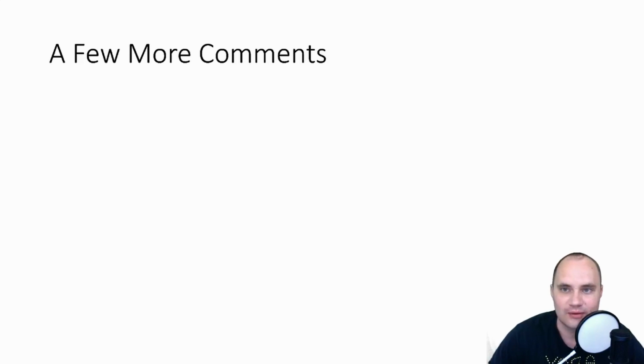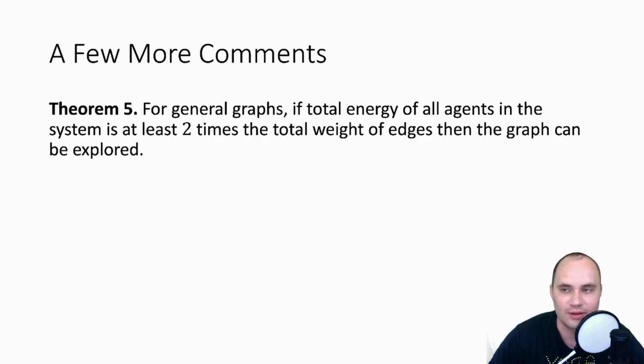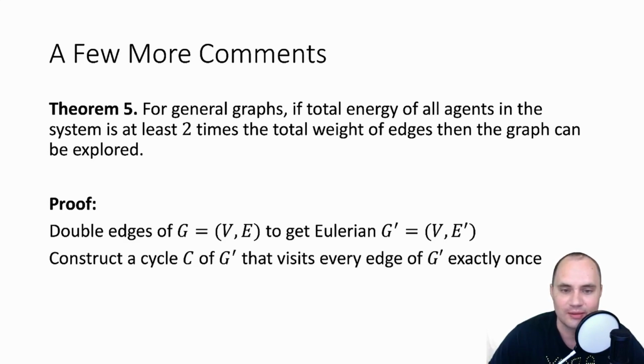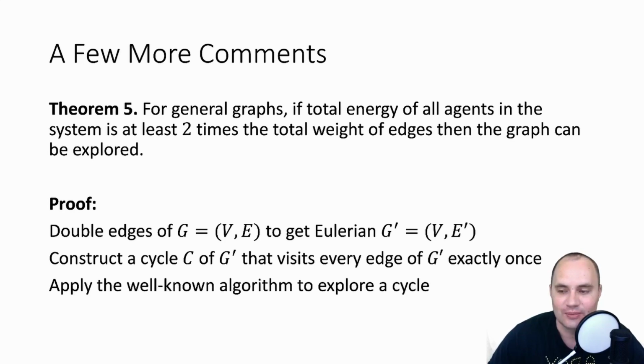Now, I would like to make a few more comments, and in particular about the theorem for general graphs. We can show that if the total energy of all agents is at least 2 times the total weight, then the graph can be explored. And this is established by the following steps. First we start by doubling the edges of the graph to get an Eulerian graph G'. Then, because G' is Eulerian, we can construct a cycle C that visits every edge exactly once. And then we can apply the well-known algorithm to explore a cycle. So that's a high-level overview.